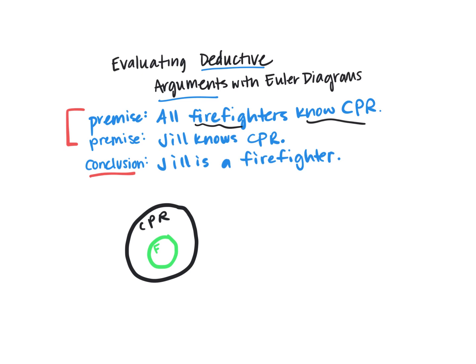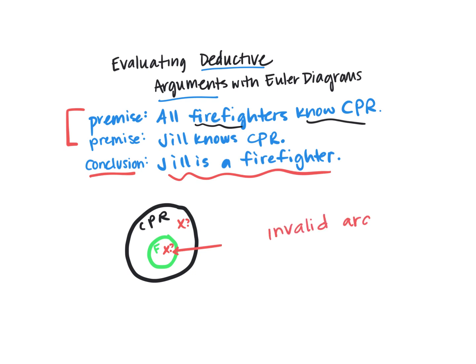So Jill knows CPR. That means Jill could either be in that big circle, not inside F, or she could be inside of F. We are not sure where she has to live. So for the conclusion that Jill is a firefighter, there's nothing that forces us to put her inside of that green circle. And so we can say that this is going to be an invalid argument.